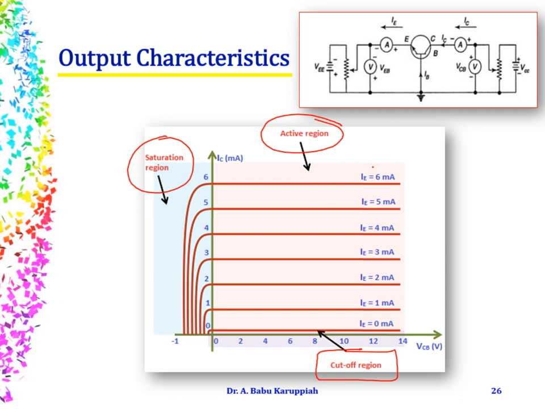One point to know: IC is almost equal to IE. When IE is equal to 2 milliamperes, IC is also 2 milliamperes. When IE is equal to 5 milliamperes, IC is also equal to 5 milliamperes. We will try to understand the reason for it. As said earlier, emitter, base, and collector. So this is going to be reverse biased, and this is going to be forward biased.